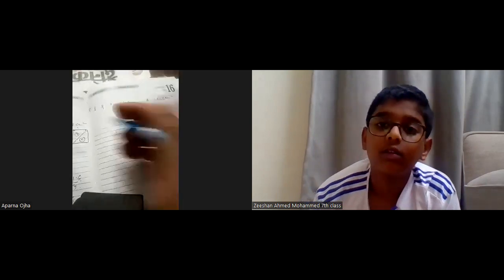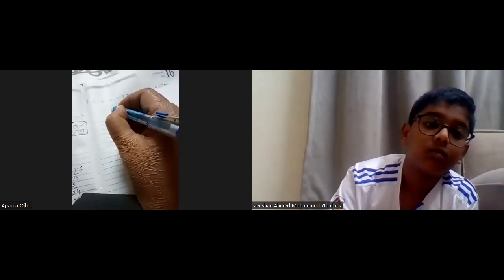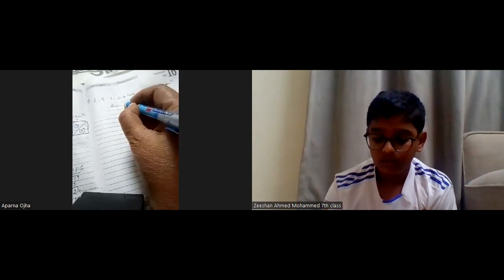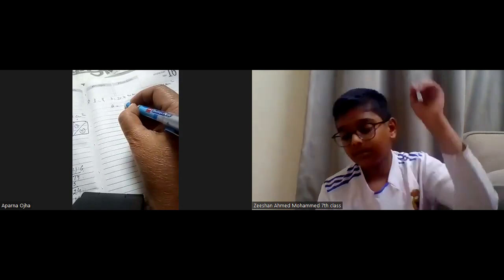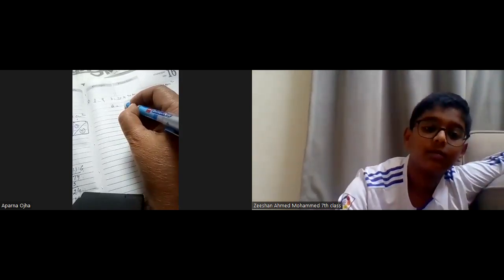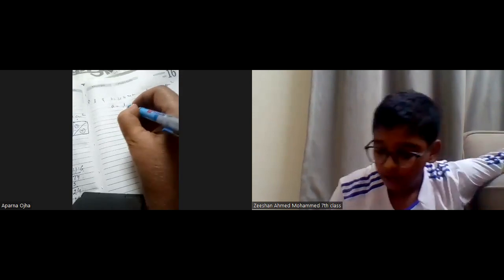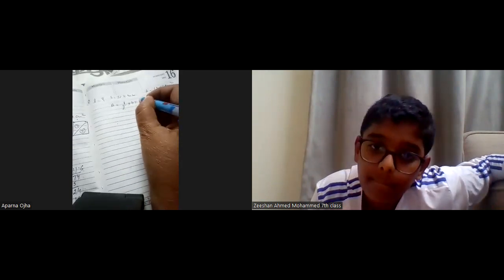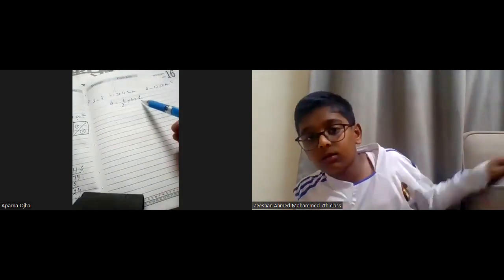Aisha, can you tell me what is the formula of the area of the triangle? No, formula, I am asking. What is the formula? Just now I told it. Dishan, what is the formula? Area equals half into base into height. Aisha, this is the formula. Area of the triangle, half into base into height.